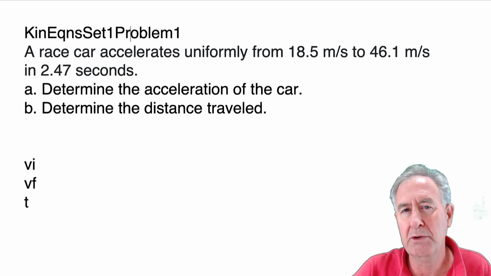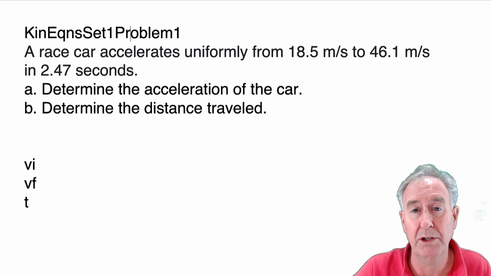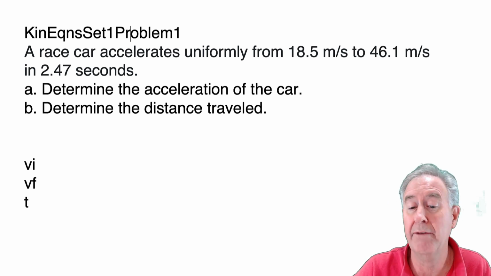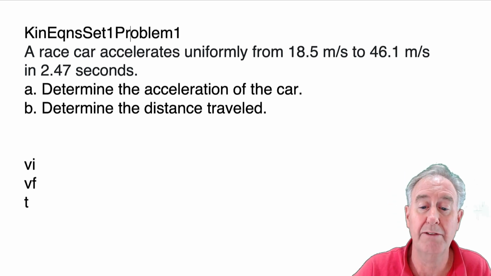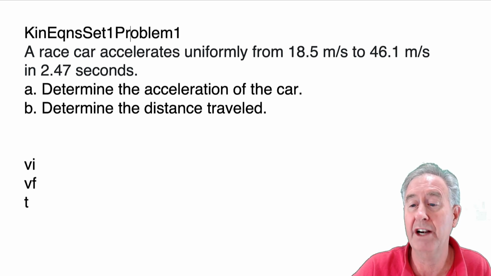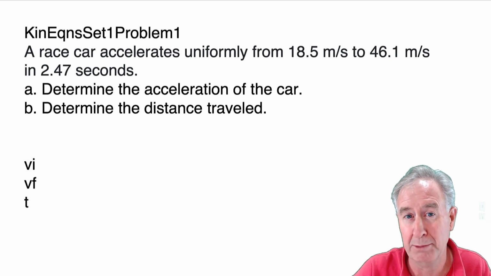Now you'll notice there are 3 numbers in the problem. I want those numbers to become variables. One of them is the initial velocity, one is the final velocity, the other is the time. And so my variable names are simply going to be VI, VF, and T, and I'm going to insert a variable in place of those numerical values in my problem statement.